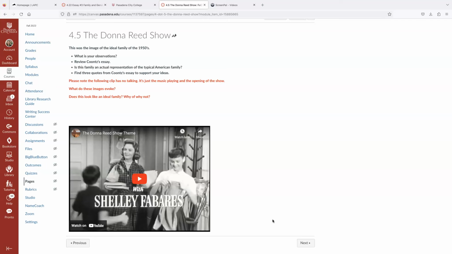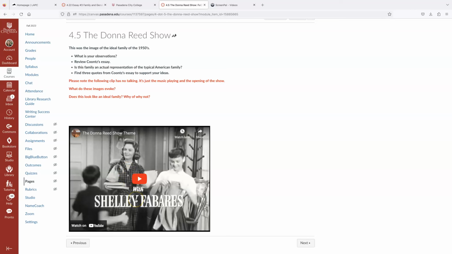So I want you to think about what images these evoke for you. Does this look like an ideal family as far as you're concerned? Why or why not? Is this a reality? Or is this a fantasy that television made up for people to kind of idealize and try to live up to, but never actually get there? So this is the beginning of the Donna Reed show. So kind of look at how she behaves as a mother in the morning. Some interesting things to look at here. I'm not going to show you the video in this overview, but I want you to watch it.